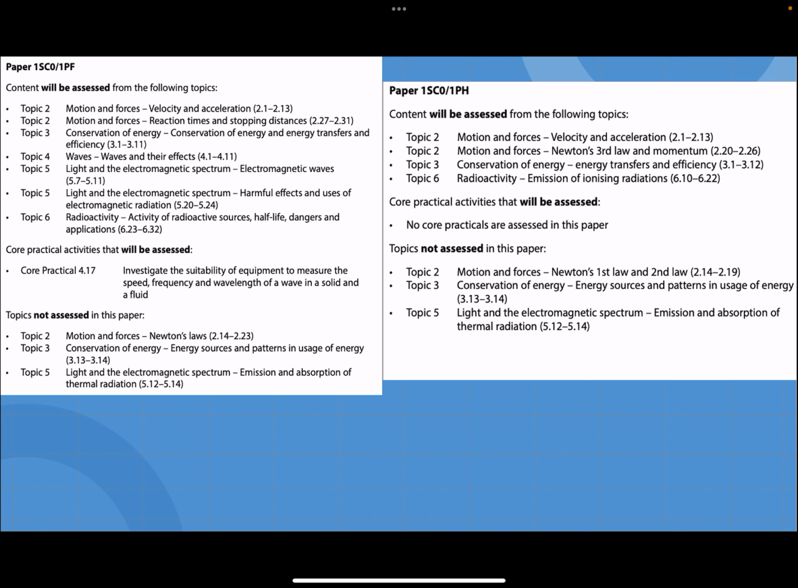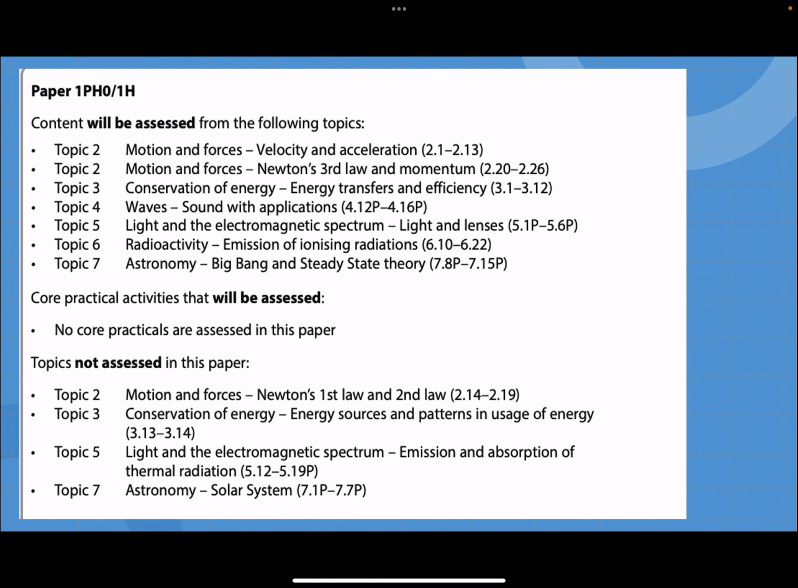So according to the additional information, Newton's first and second law will not be assessed on the foundation paper. Newton's third law will be assessed on the higher paper. Also, renewable and non-renewable energy is not expected to be assessed on the foundation, higher, and triple paper. Okay, so let's go into the key things we need to be focusing on.